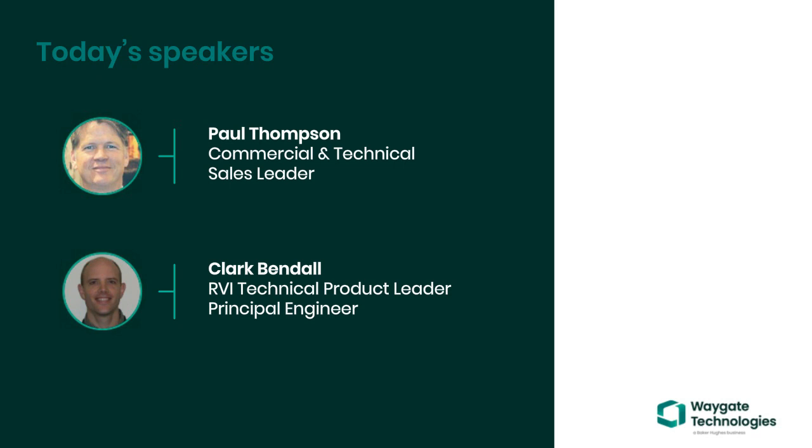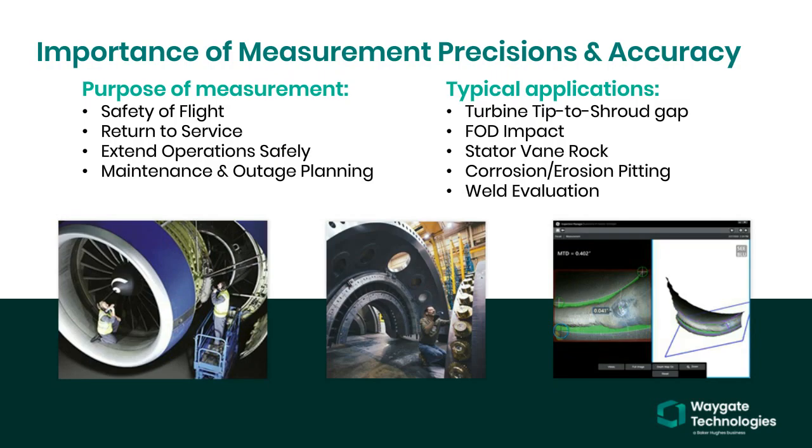When one needs to understand the size of an indication, having both precision and accuracy when measuring are extremely important. And people do measure for a lot of different reasons. In aerospace, they're looking for safety of flight decisions, or in a lot of different scenarios, people want to know if an asset can be returned to service, or if the operations can be extended safely and then do some additional maintenance and outage planning.